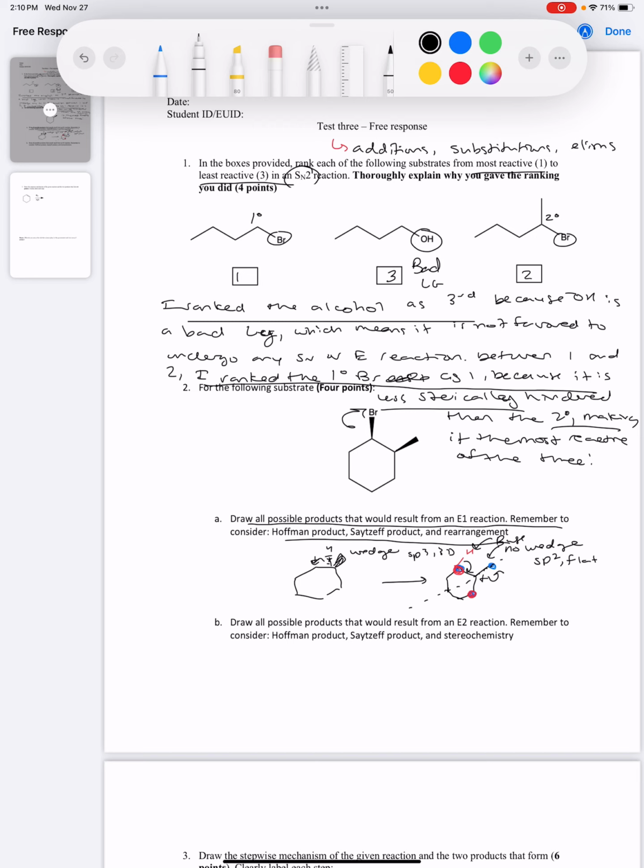Nope, our leaving group already left. I don't know why I did that. This would fill in, and we would get the substituted alkene. That is the Zaitsev product.